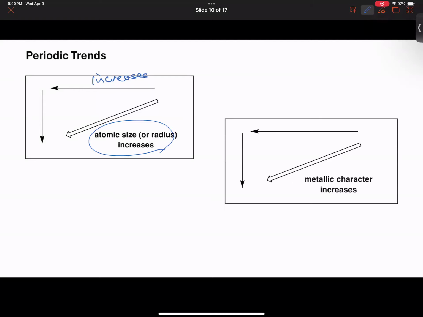And metallic character increases. We know that this one is a metalloid. We have non-metals right there, non-metal and non-metal. And here we have metals. So from the non-metal side to the metals, the metallic character increases. Metallic character means the tendency of losing electrons is increasing.